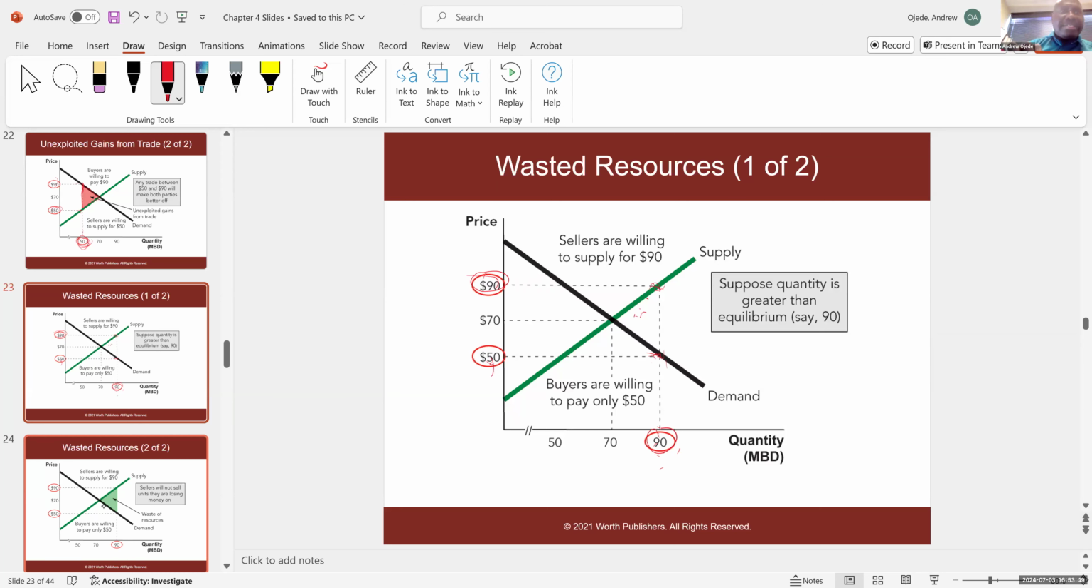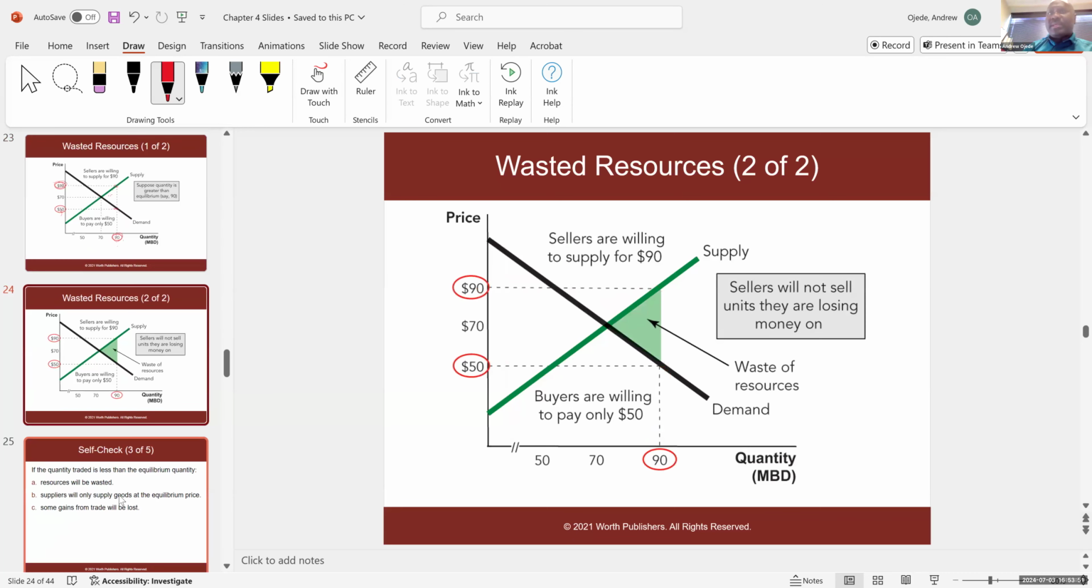Okay, so that results in some kind of wasted resource. Sellers will not sell units they are losing money on. You want $90, but someone only wants to pay $50. Because you're not willing to sell, this amounts to wasted resources.